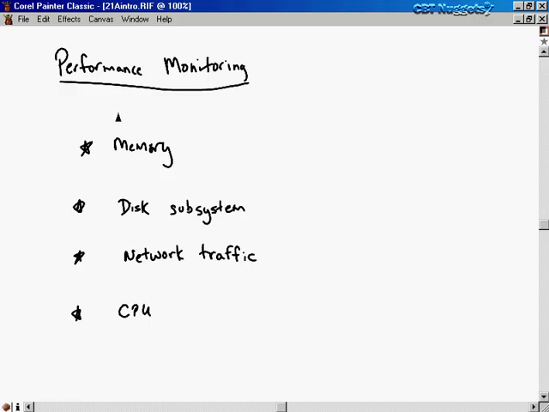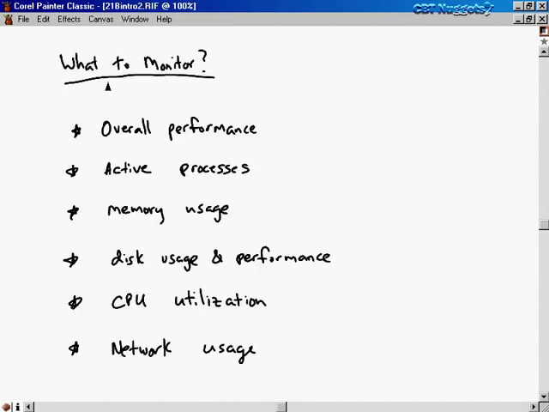Let's start by talking about the aspects of the system whose performance we want to monitor. There's the memory system, the disk subsystem, network traffic, and the CPU. These are the four major components of a system, and this is what we're going to want to keep track of to determine the current state of the performance of the system.